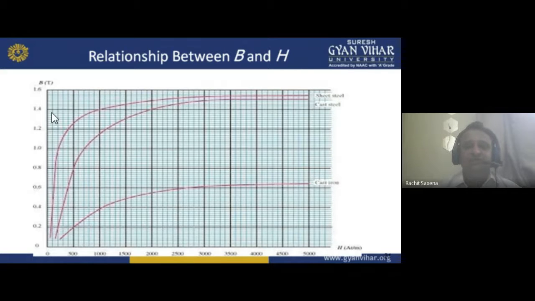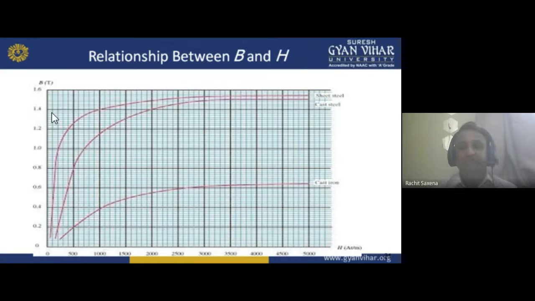The relation between B and H is very essential for us. Why is it so essential, students? Because if I don't know how much density and how much intensity we'll get in the core, then how can we make it a core? How can we work on a magnetic circuit? We can't work on it. Why is it so?